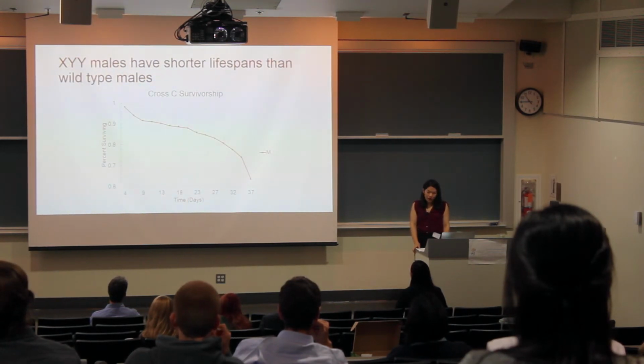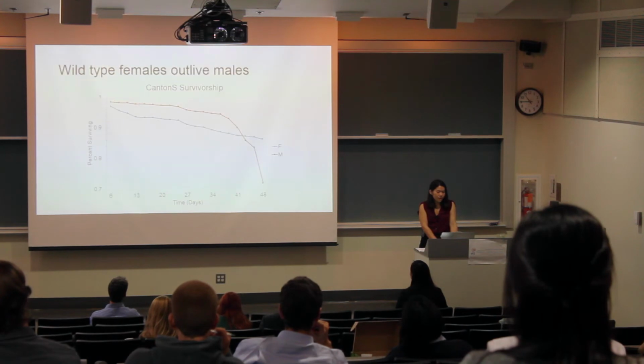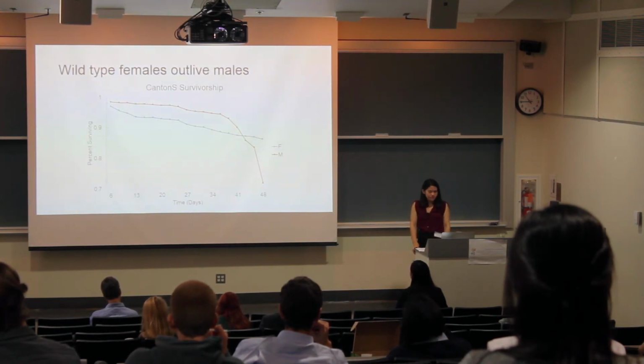For the males with 2 Y chromosomes, survivorship was lower than that of the wild-type flies. The graph shows that the XYY males plummeted around day 37, whereas the wild-type males plummeted at day 48.